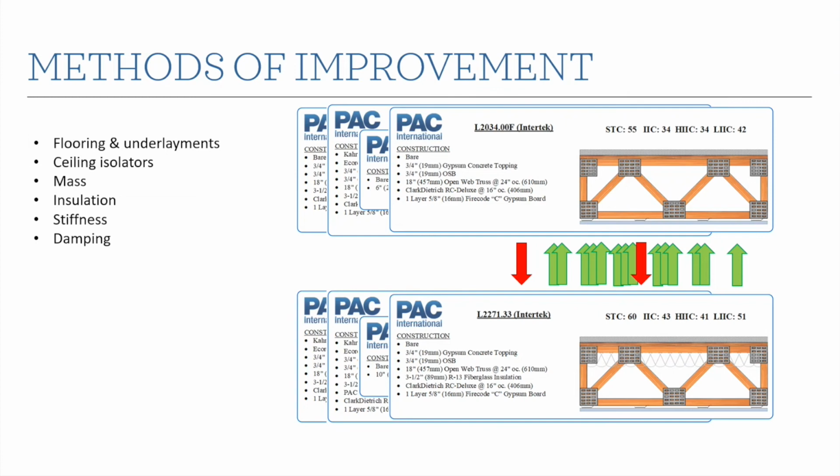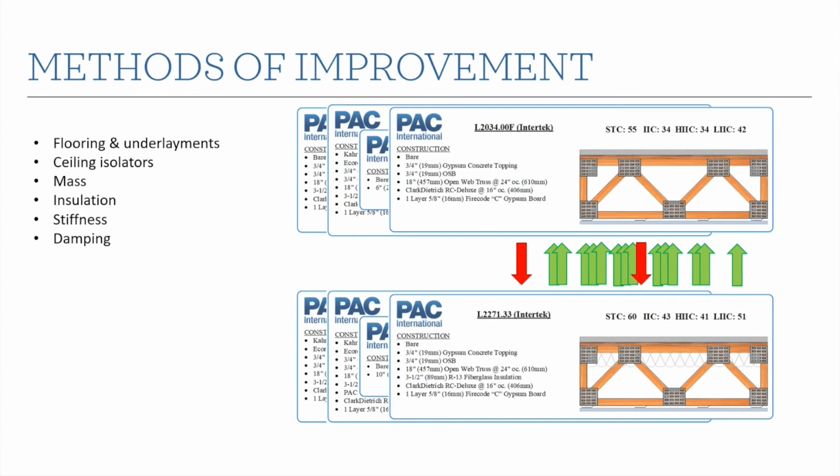Another way that we can improve the performance of an assembly is adding mass. We do this a lot when we add additional layers of gypsum board to a wall, for instance, to improve our STC ratings, or when we go from 1 to 2 layers of gypsum board on a ceiling. But you can also see it here in increasing the thickness of a concrete slab. And adding mass will typically improve all of these ratings: your STC, your IIC, and your HIIC and LIIC ratings.